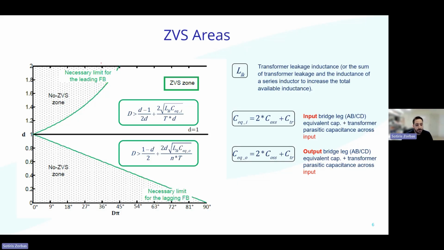So, as you can see, we have a no ZVS zone here and another one here. And if we play in this area, yes, we do have ZVS. Now, this is a really nice graph, but it shows half of the truth, pretty much. Okay, I'll explain later why.